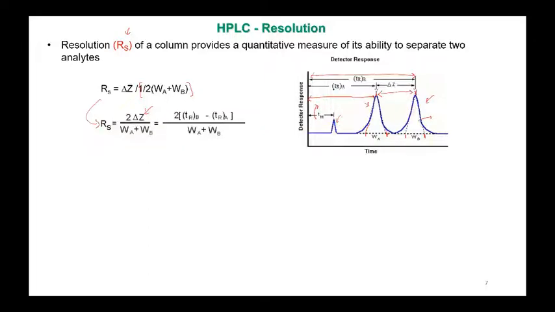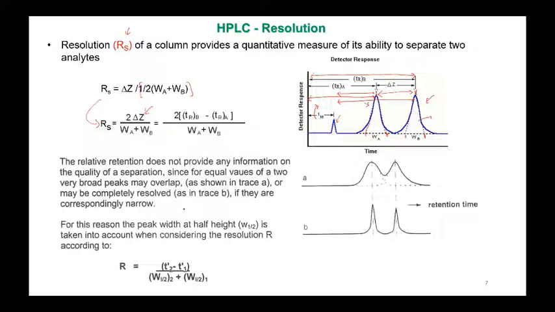If you consider dead time, then your retention time you have to take it from here to here, and then from here to get the delta Z value. Got it? So we can just look at the retention time and we can replace.